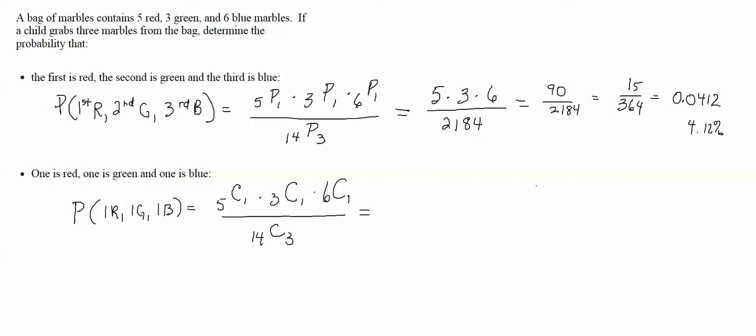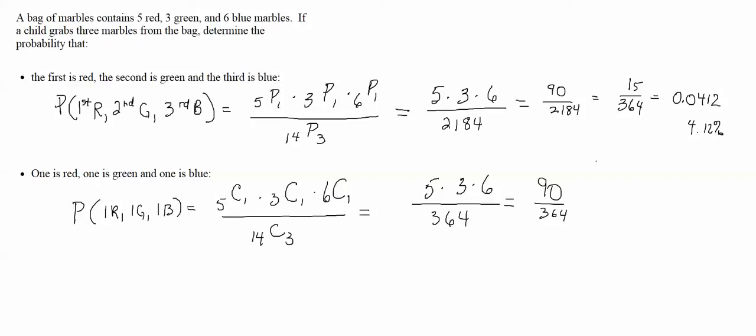Now, if you have 5 and you're going to take 1 of the 5, again, it's only 5 ways you can do that, and 3 ways and 6 ways. So our numerator remains unchanged. What changes is our denominator. There are only 364 combinations as opposed to the 2,184 arrangements. So we end up with 90 over 364.